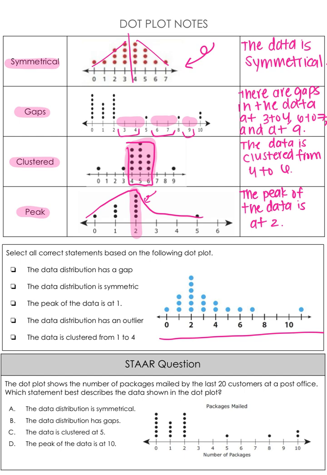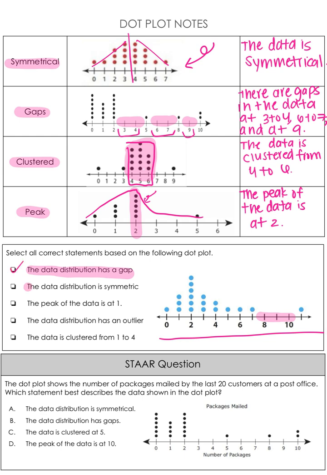Take maybe about 10 seconds to think about anything you notice about the dot plot. We went over a couple of things, so think about whether it's symmetrical, whether there are gaps, if it's clustered, and if there are any peaks, and that'll help us answer the questions next. So the first one we're going to check is the data distribution has a gap. True or false? What are you thinking? I would say true because we have a gap right here from 8 to 10, right? There's no dots. So we're going to go ahead and check this one as true.